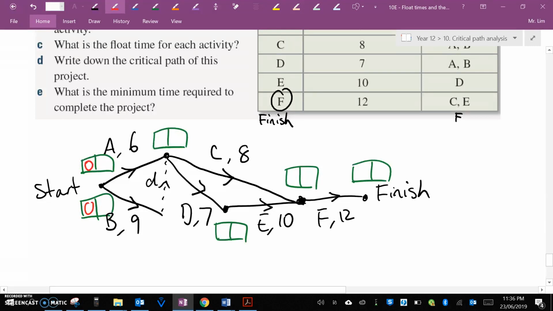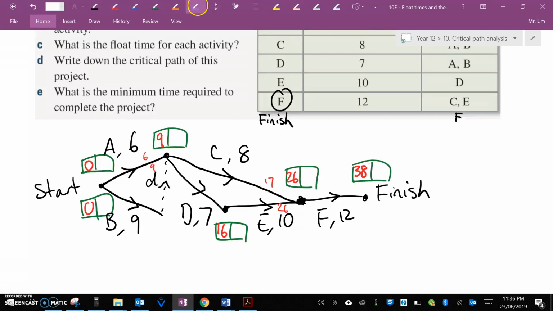In order to find the earliest starting time for activity C and D, we need both activity A and B to finish. So we need to take the largest time. 0 plus 6 is 6, but 0 plus 9 is 9. So we need to take the largest number, which is 9. So whenever we're doing forward scanning, we take the largest number. 9 plus 7 is 16. 16 plus 10 is 26, or 9 plus 8 is 17, so I need to take the largest number, 26. And 26 plus 12 is 38.